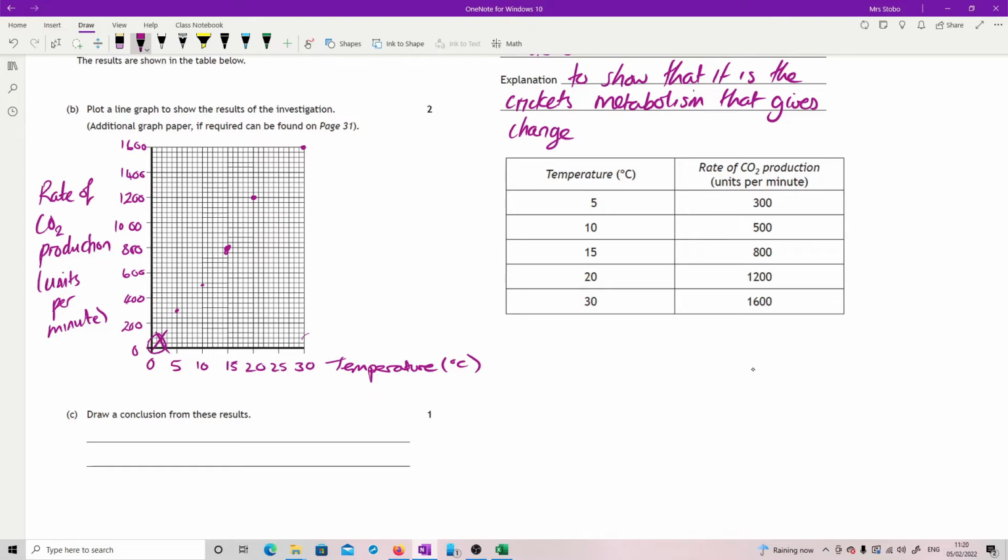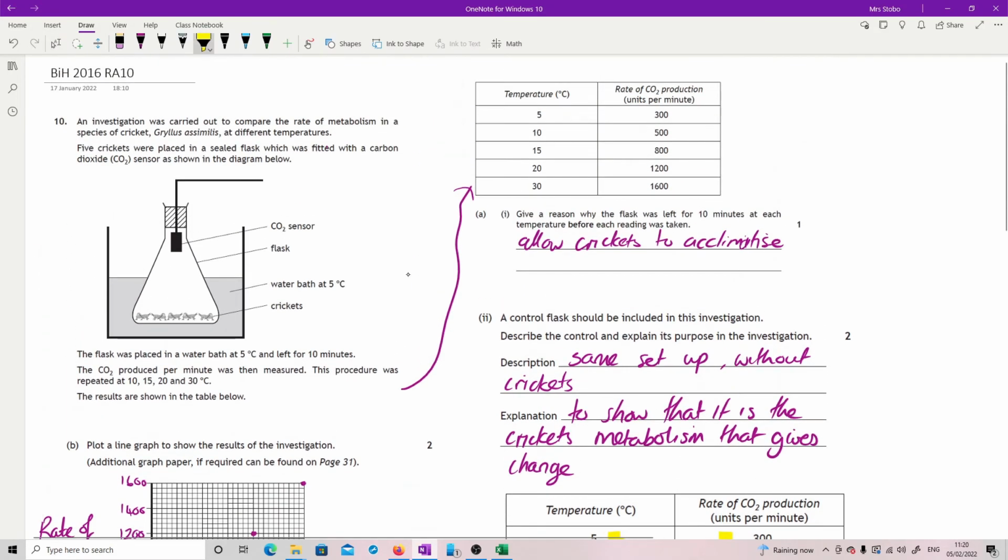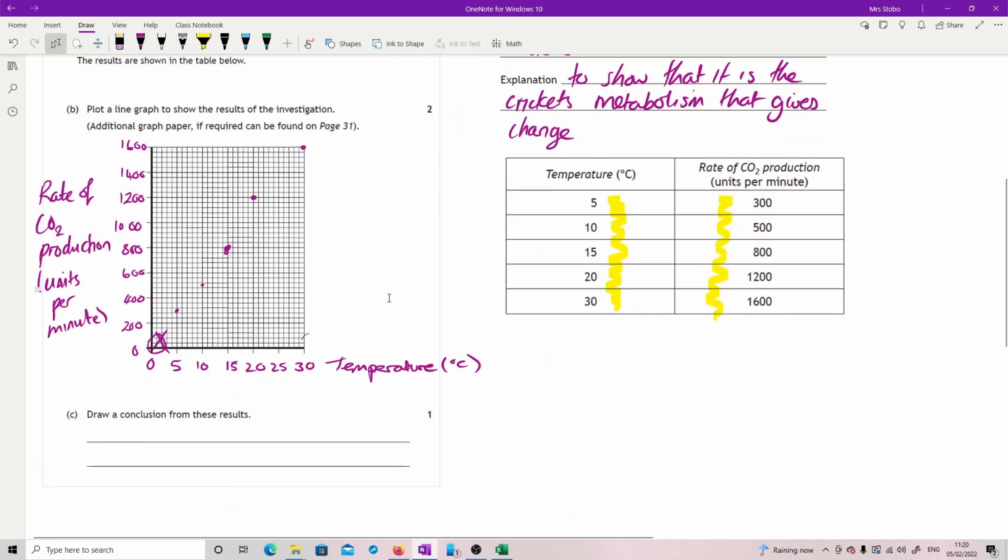Draw a conclusion from these results. Well, I think it's pretty clear. Okay. As you increase temperature, we are increasing, now being very careful, okay, what was the thing we were actually investigating? Going up the top, the rate of metabolism. So metabolism is obviously linked. We're just looking at respiration. So what we have here is as we increase temperature, we are increasing the metabolism. That's it. Okay? Don't say increasing CO2, because that's not the question.